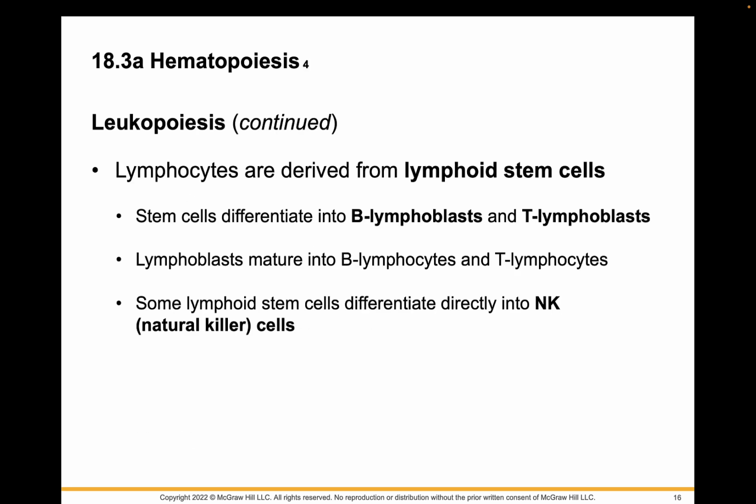And as I said, when we talk about lymphocytes, they're coming from the lymphoid stem cells, and they eventually will be differentiating into B cells and T cells eventually. Some may actually become natural killer cells. We'll talk a lot more about those when we do chapter 22, or the immune system, and that is the last chapter that we cover in this class.